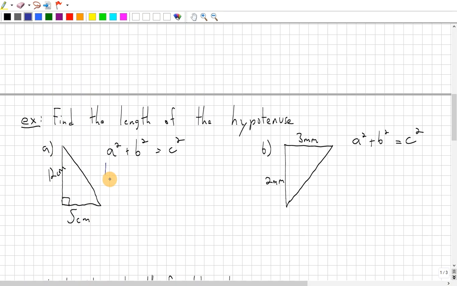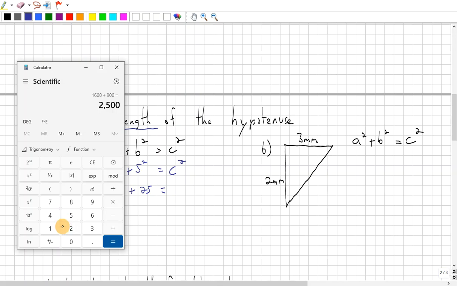So we're going to pick a leg for A. Let's just use 12. So we have 12 squared plus 5 squared, and that's going to be equal to C squared. This time I don't know what my C squared is, but we'll figure it out. What we want is the length of the hypotenuse, not the area. So we're going to find the area, but then we have to do one more step to find the actual side length. So 12 squared is 144, 5 squared is 25, and I add these values together.